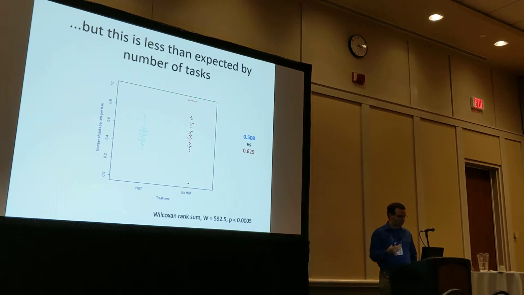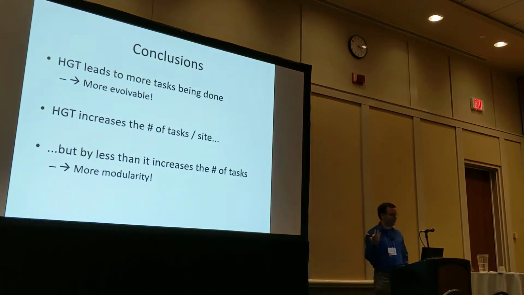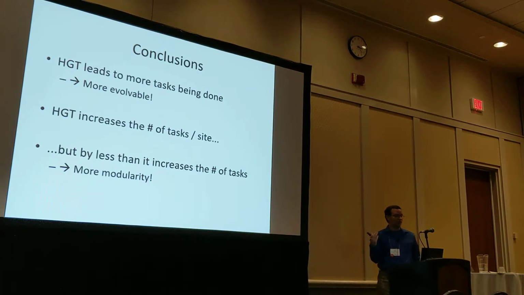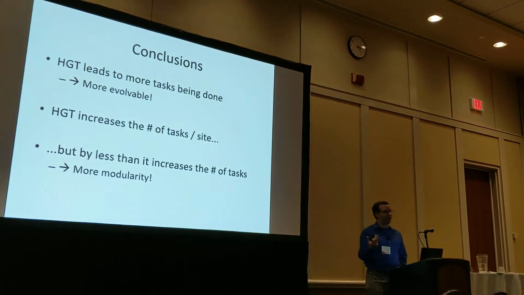So our overall set of results from this set of experiments is that horizontal gene transfer does lead to more tasks being done, which is a measurement of higher evolvability in the system. And horizontal gene transfer increases the number of tasks per site, but by less than the increase in the number of tasks, which means that it's actually resulting in a more modular pattern.